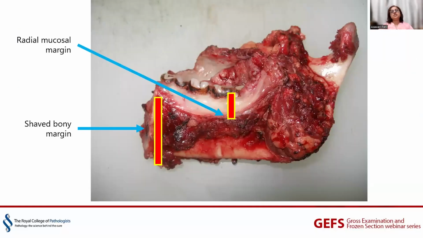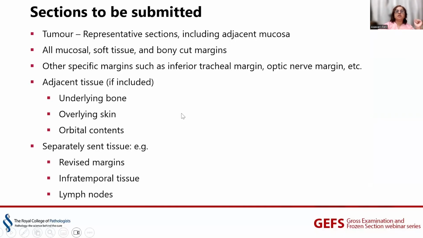So let's come to each type of specimen one by one. If this is a hemimandibulectomy specimen, a composite resection with part of the buccal mucosa, you can see this is the medial view. There is this mucosa here, and the mucosal margin is submitted radially. But then we have this mandible here, which should be shaved.